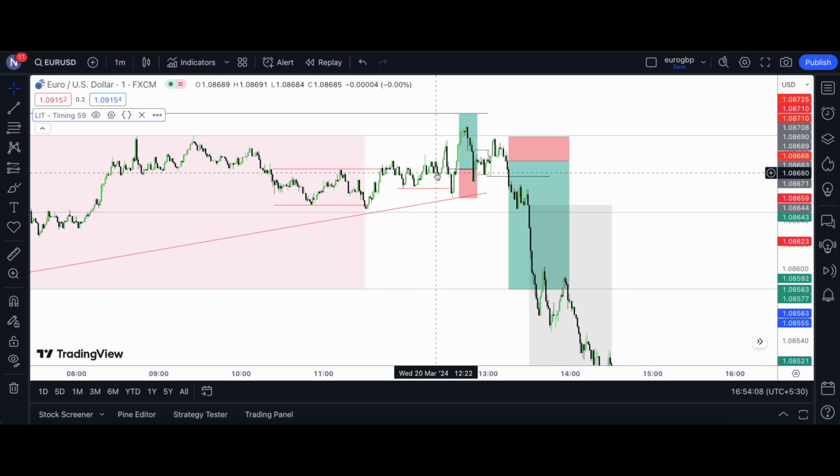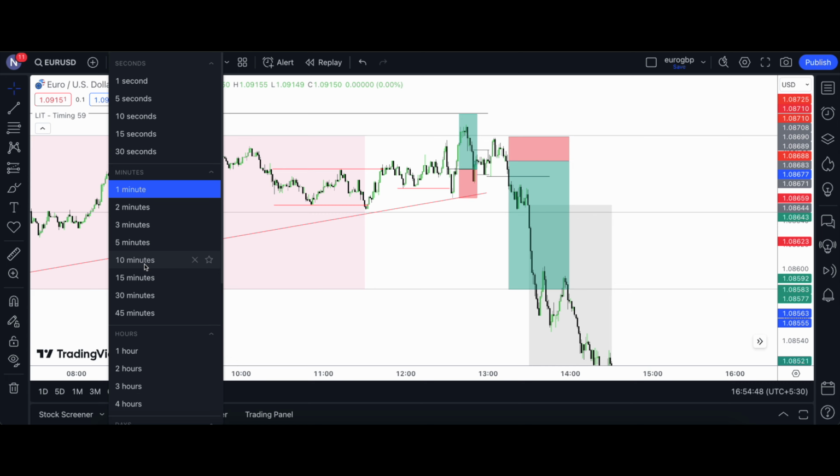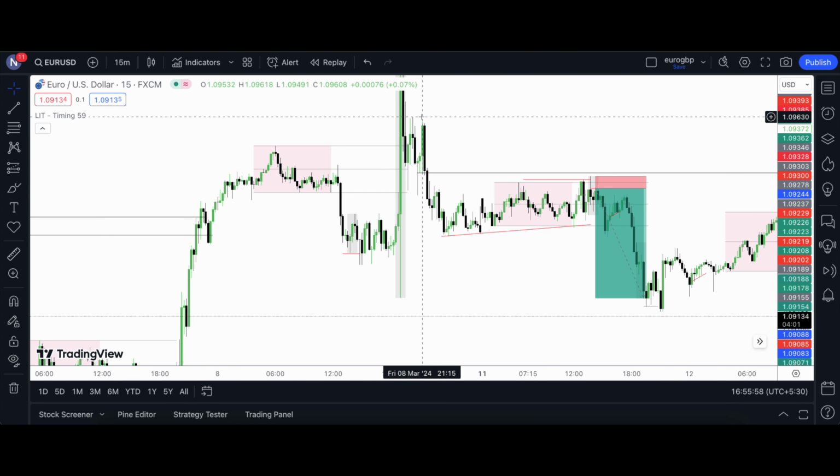The reason why I entered here was, you can see that this was the last push down that took out the liquidity of these lows. I was expecting price to go a little bit higher before coming down. Let me show you on 15-minute time frame. This was the last unmitigated up candle, but it did not come up all the way.